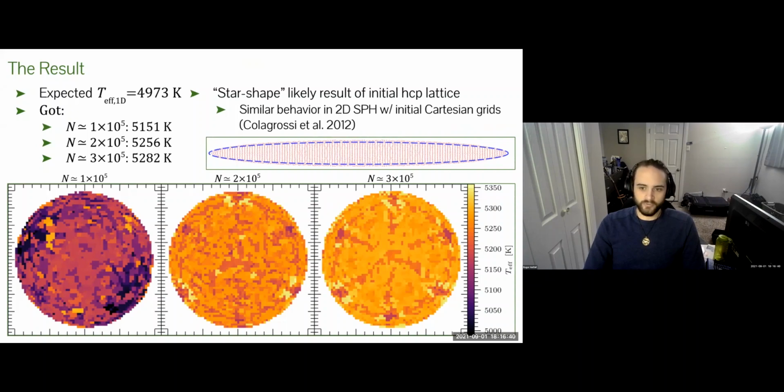We also see this strange star-shape-looking pattern in our 200,000 and 300,000 particle stars, and this is likely a result of the initial HCP lattice. We see something similar in 2D SPH with an initial Cartesian grid.